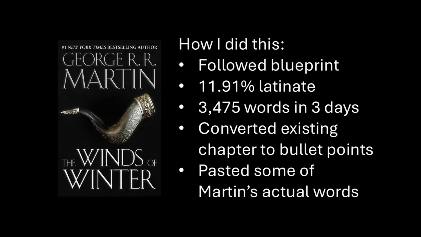I followed my blueprint. I had a target of 12% Latin. So I was able to achieve 11.91% Latin density, which is very appropriate for Theon's sort of grounded perspective. And then I wrote 3,475 words, which is closer to early Game of Thrones chapter length and like Storm of Swords chapter length versus the original, which I thought was a little meandering. Maybe it's actually the same word count, but it just feels very meandering.